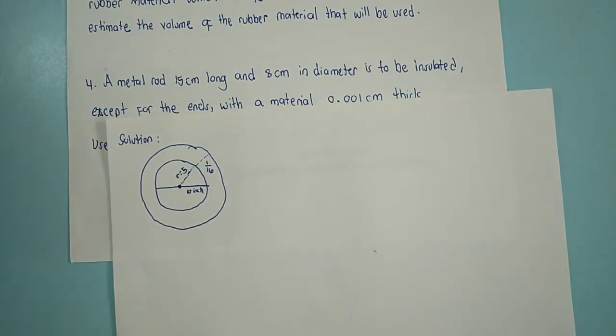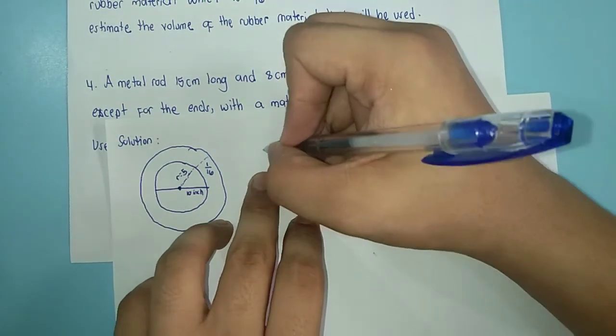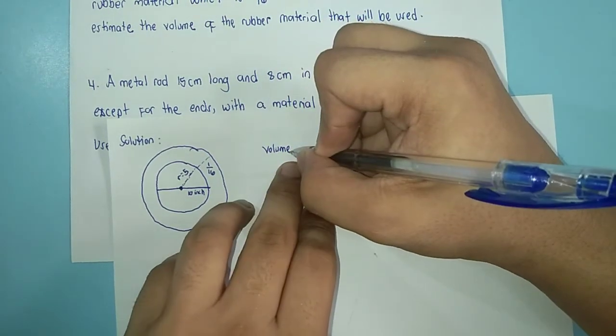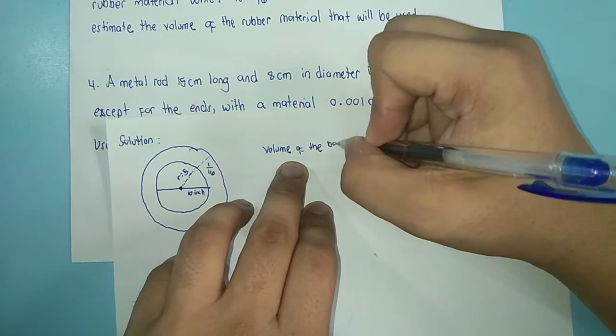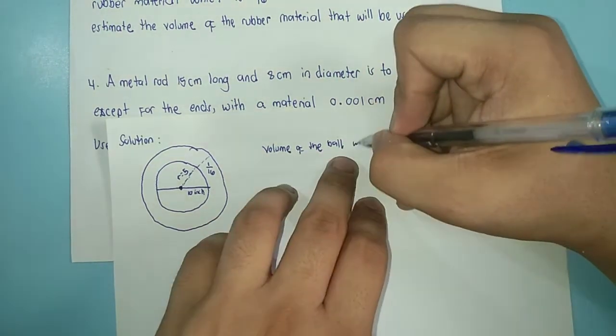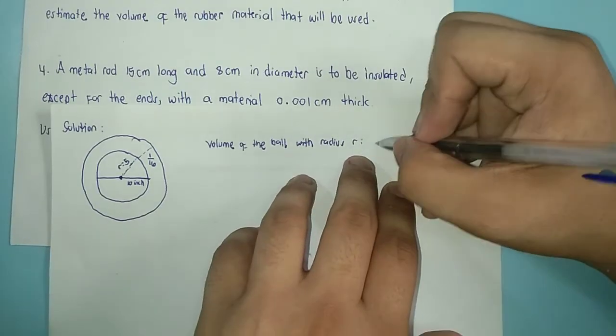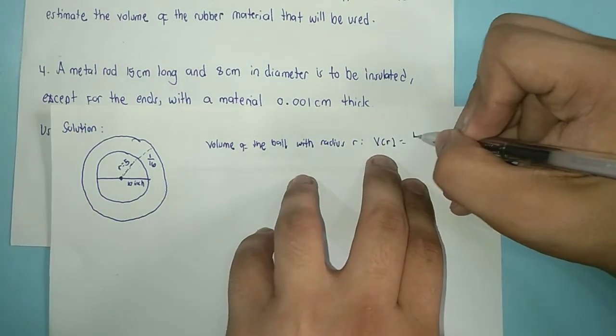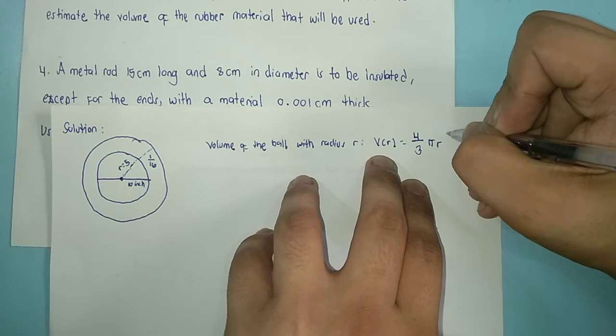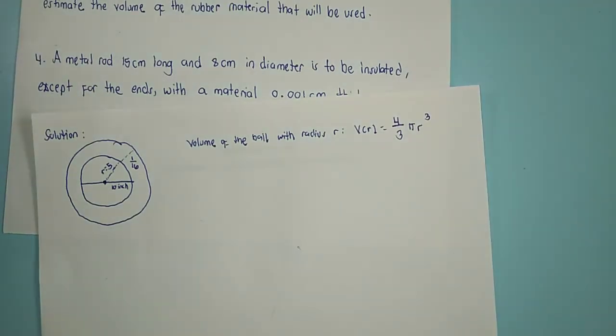Then ano ba yung volume ng bola kasi natin ay sphere, no? So yung volume of the ball with radius r, so that is V of r equals 4 over 3 pi r cubed. So yan yung volume ng bola na may radius r.